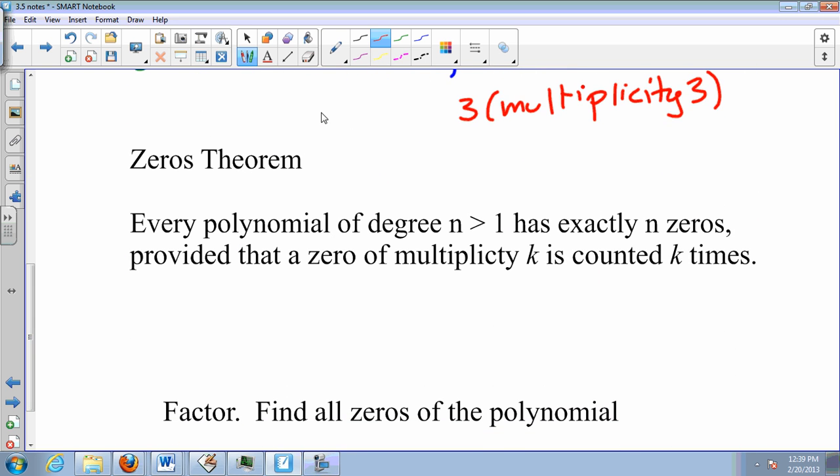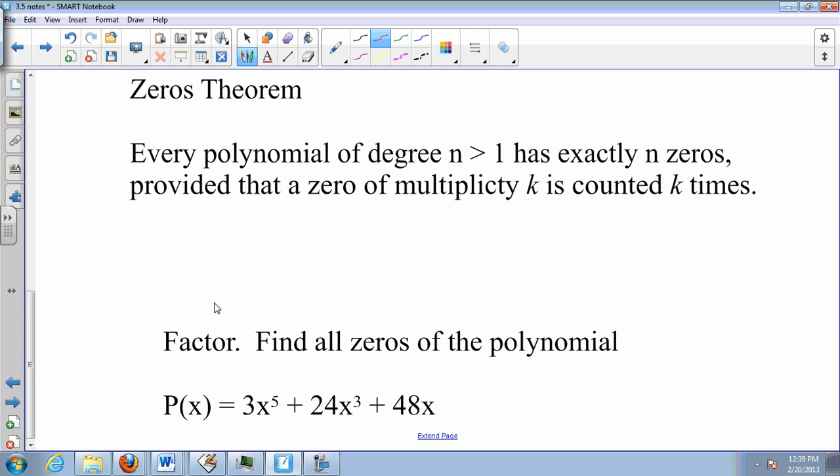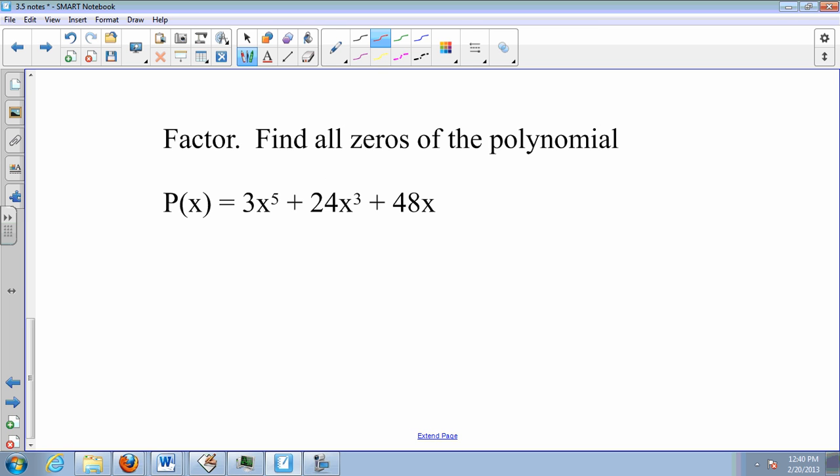The zeros theorem states that every polynomial of degree n greater than or equal to 1 has exactly n zeros, provided that a zero of multiplicity k is counted k times. So we're going to factor and then find all zeros of the polynomial. We have P of x equals 3x to the 5th plus 24x cubed plus 48x. We see that they all have an x we can take out, but they can also all have 3 removed as well.